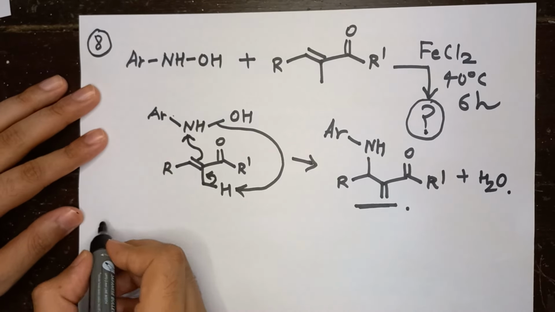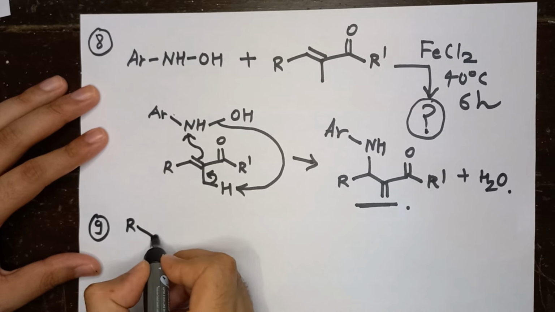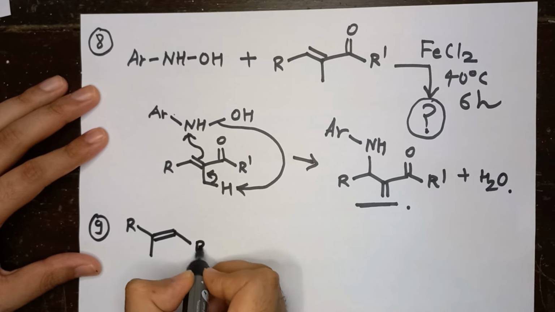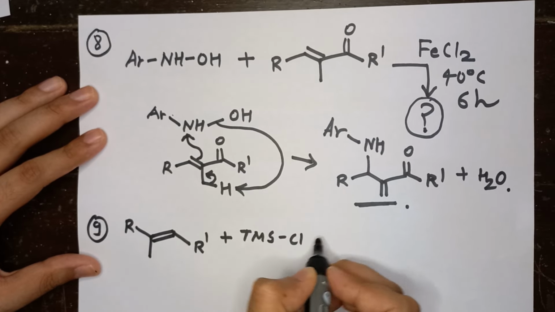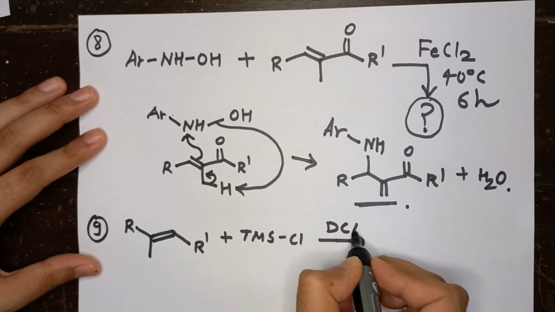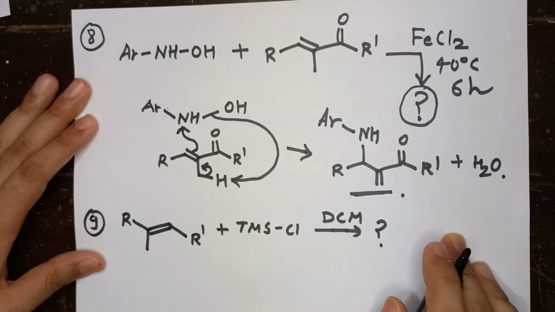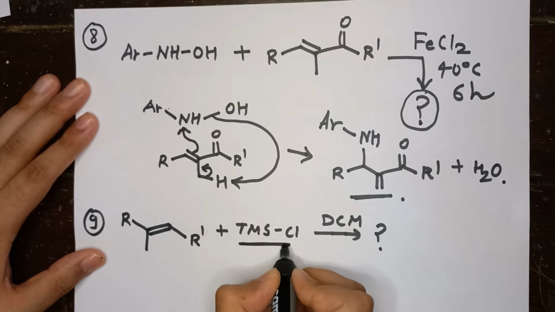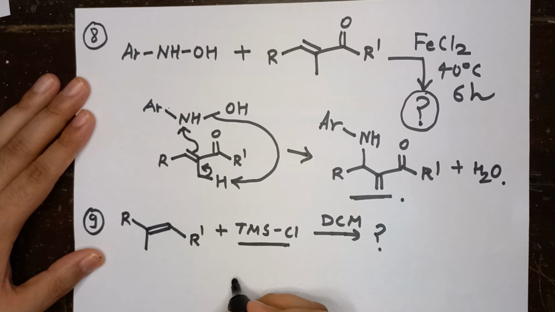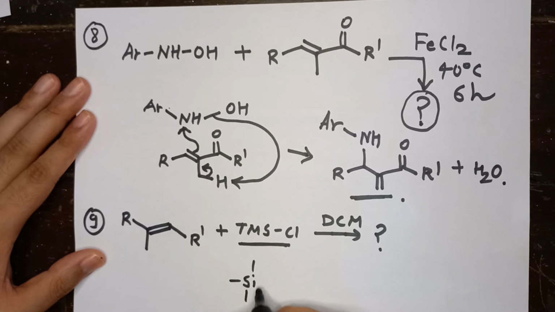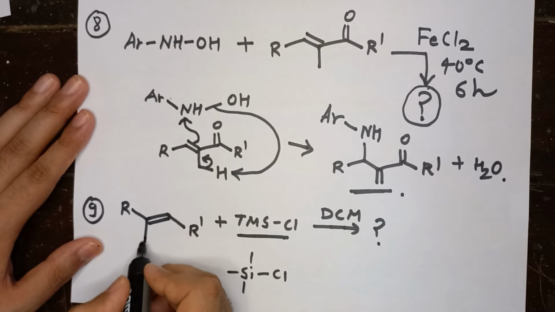Okay, here is another question. I have this alkene and I'm reacting it with TMSCl in presence of DCM as a solvent. So what is the product? Well, I have already discussed this in the protection deprotection of alcohol video. So TMSCl can be written as trimethylsilyl chloride.